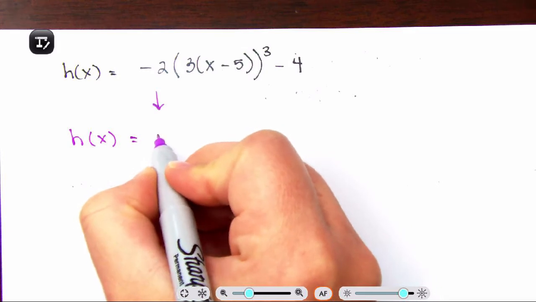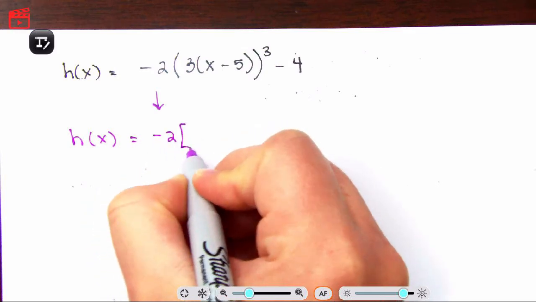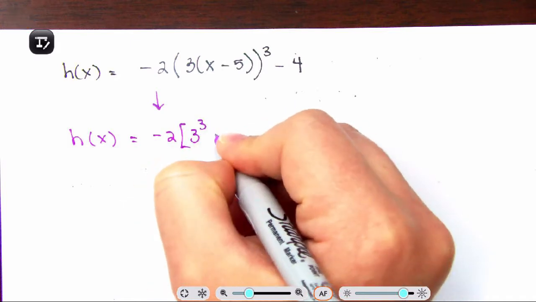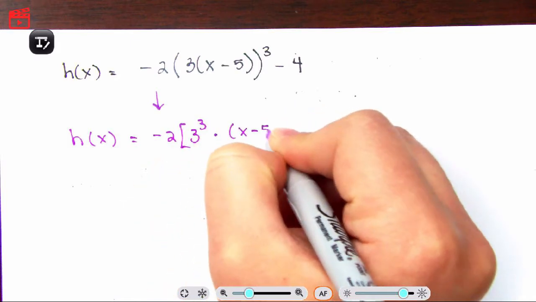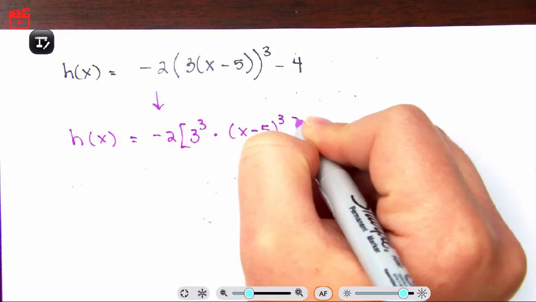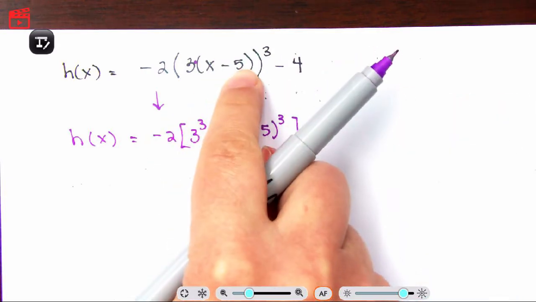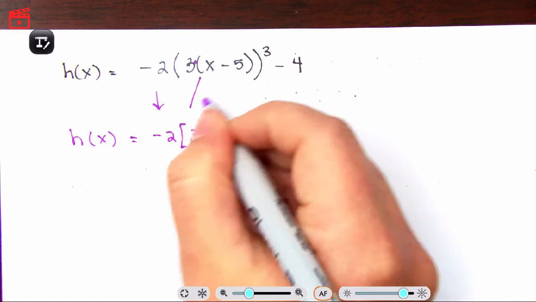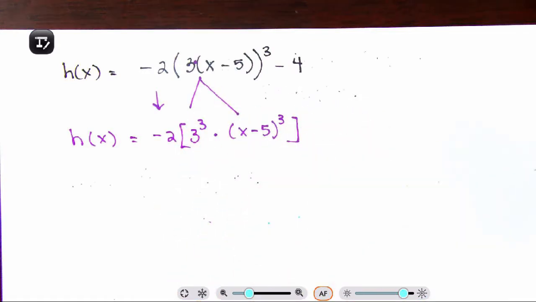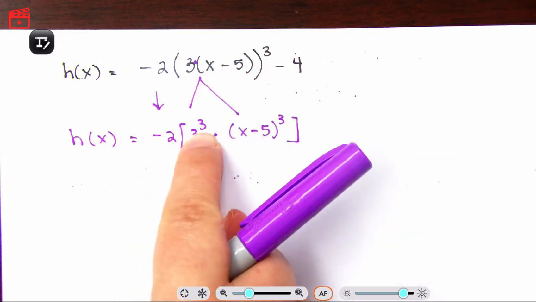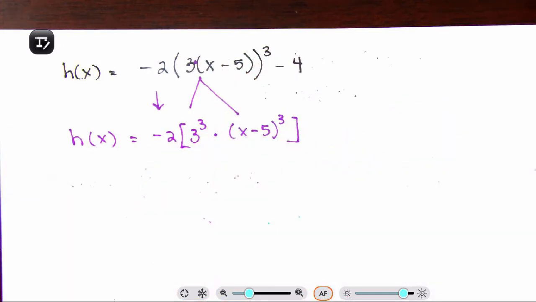So I'm going to do -2, here's my big bubble, times 3 cubed times x minus 5 cubed. Again, we can only do this because 3 and the x minus 5 bubble are multiplying. So these two things are being multiplied. You can only do the exponent like this if it's being multiplied. And then we have our -4.